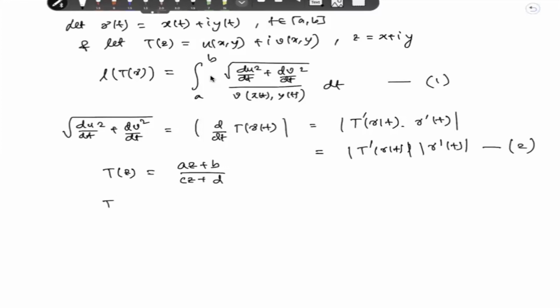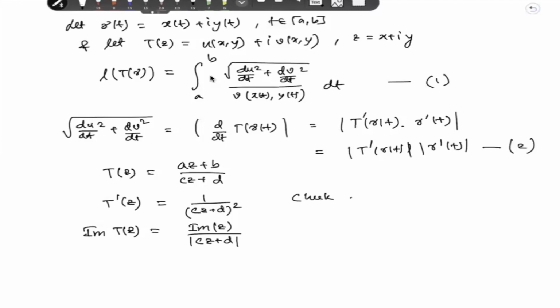Now you can evaluate this T prime Z. You can check, this will be equal to 1 by (CZ plus D) whole square. Here you have to use the fact that AD minus BC is 1. And so check this thing. Imaginary part of T of Z will be equal to imaginary part of Z by mod of (CZ plus D) whole square. Mod of T prime of Z.